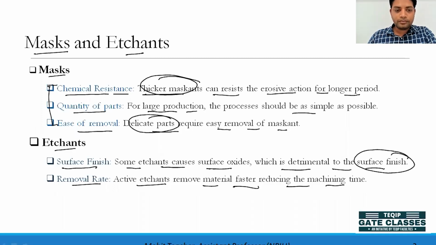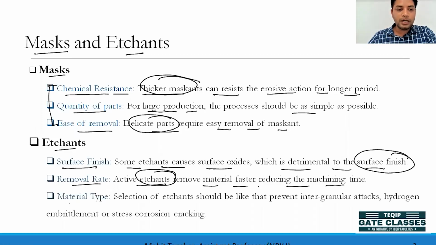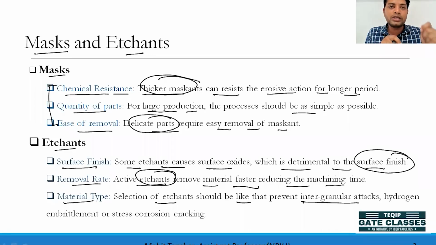The meaning is, if we are using strong agents, they will react with the workpiece very fast, and that will save our machining time. Last is the material type. The selection of agent should prevent intergranular cracking. When we are selecting, if we are using NaCl for the steel part and HCl for the aluminum part, we have to keep in mind what things to avoid.